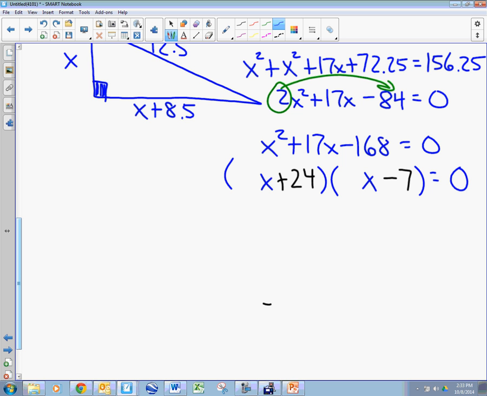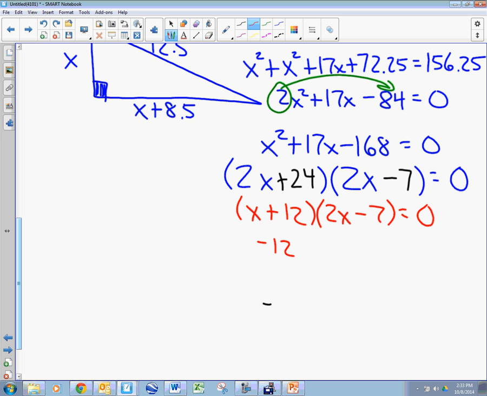That's correct because I'm not done. I got to stick the 2 back on. Look at the 2 back on, okay? Is there a common factor here? Yeah, so it's x plus 12. Is there a common factor here? So it's 2x minus 7. So your solutions are negative 12 and 3.5.